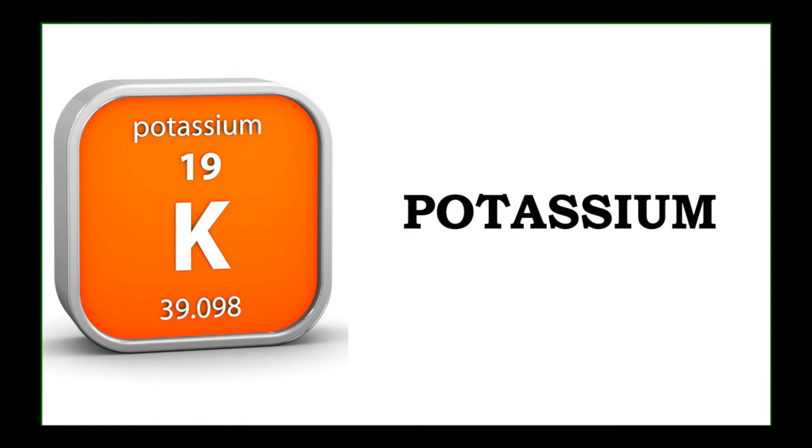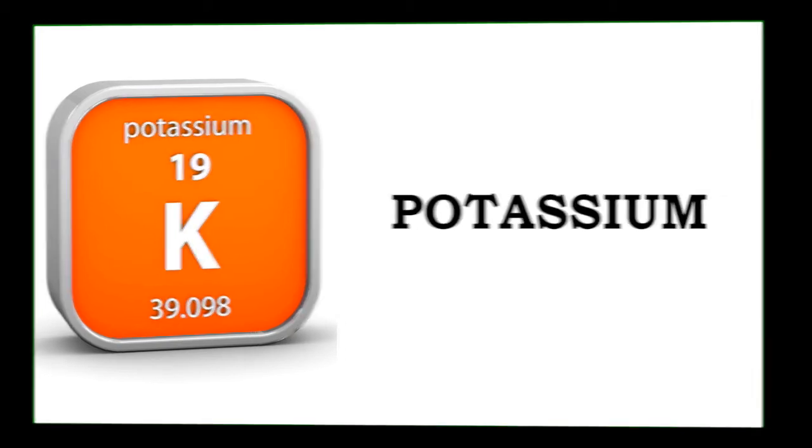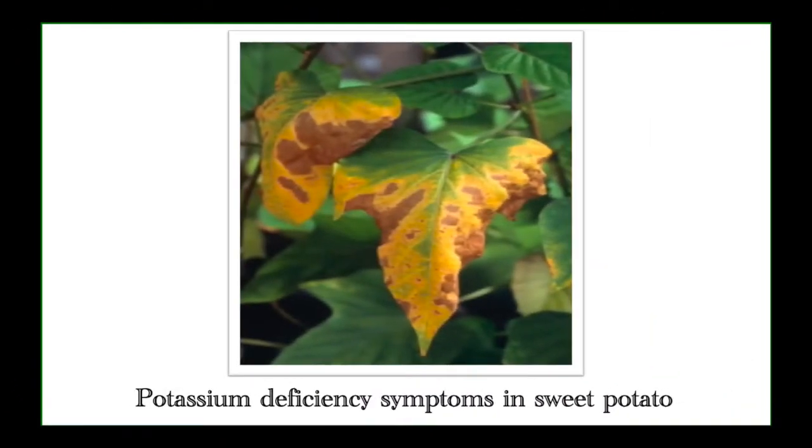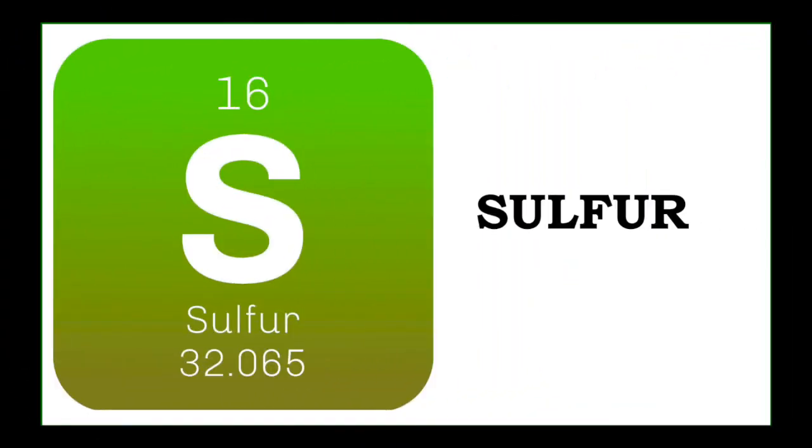Potassium. Potassium absorption mostly occurs from the soil in the form of solubilized potassium salts, and potassium absorption is sometimes correlated with sodium absorption because of the sodium-potassium antiport mechanism. When potassium enters the cell, it has different purposes like protein synthesis, cell elongation, phloem transport, enzyme activation, photosynthesis, and also the alleviation of different stress factors. So there are different functions of potassium. Potassium deficiency can also be understood by looking at the leaves, where there will be yellowing and brown lesions on the leaf surface.